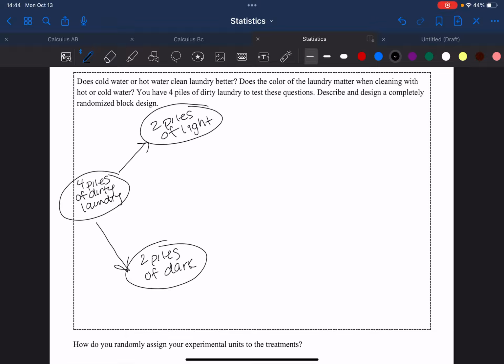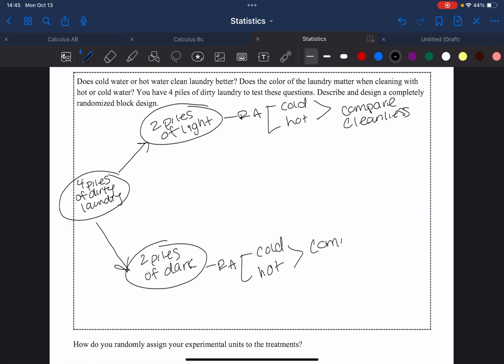Okay, we're going to randomly assign each of these to either cold or hot water. Okay. We're going to compare cleanliness and then combine results.